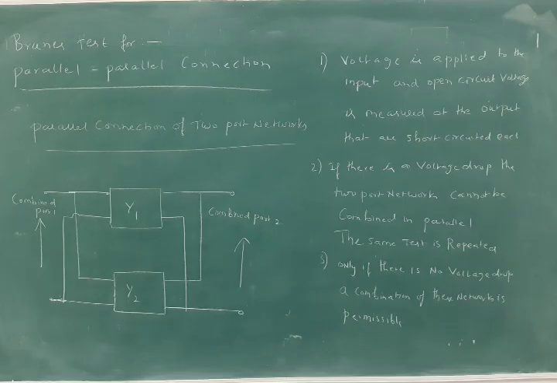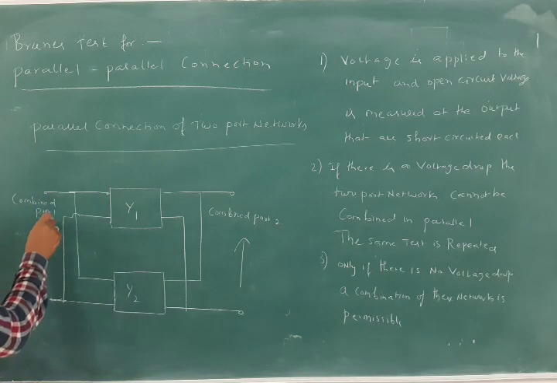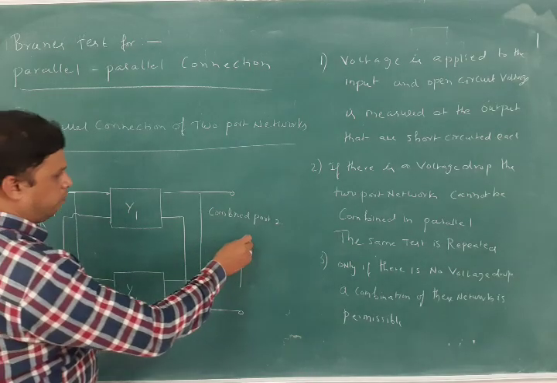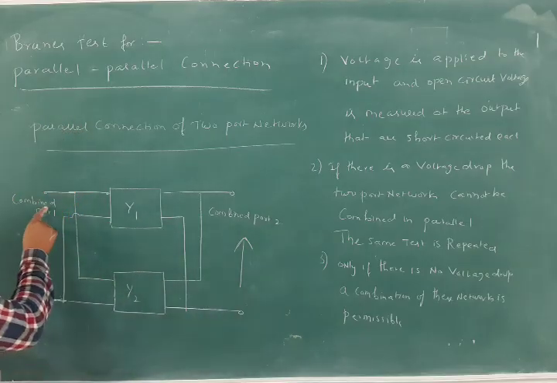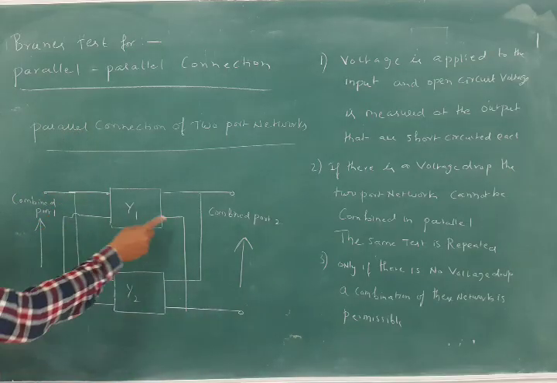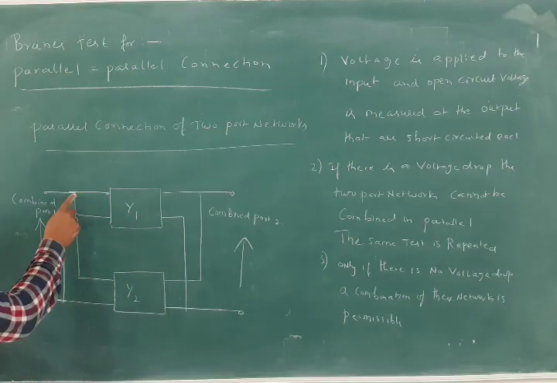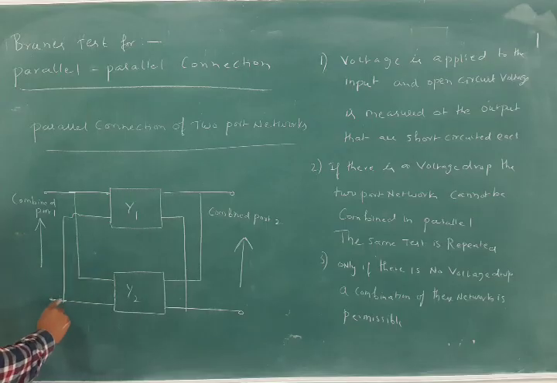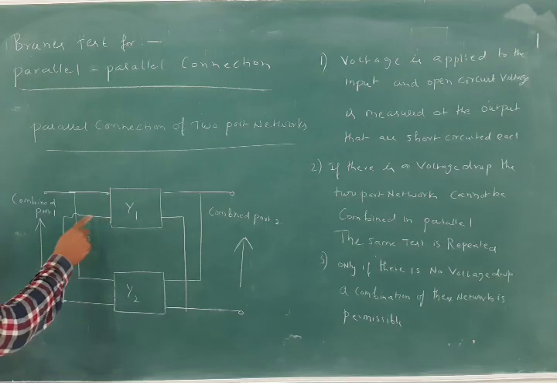Here in the Bruns test for parallel connection, we will see the parallel connection of two port networks. This is the figure where we have a combined port 1 and here a combined port 2. Here we can see that these two ports are combined in parallel. This is the input port, this is the output port. This connection is connected to the first network, and this Y parameter network is connected to the second network. So the parallel connection is done like this.